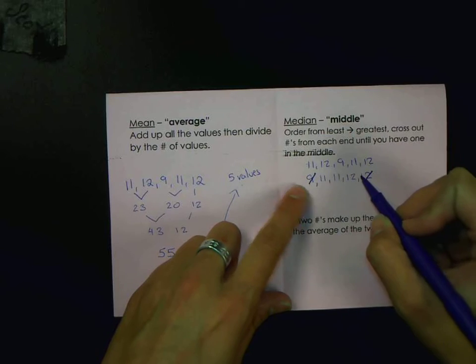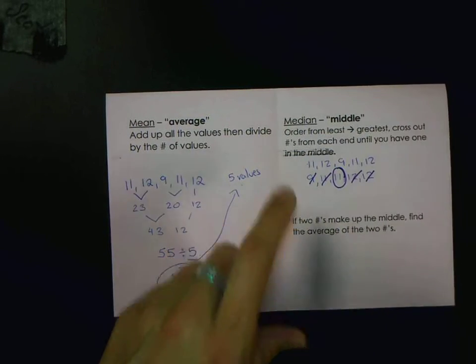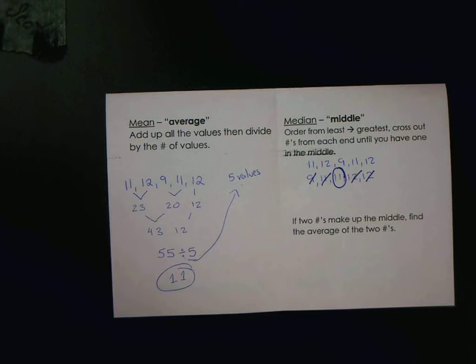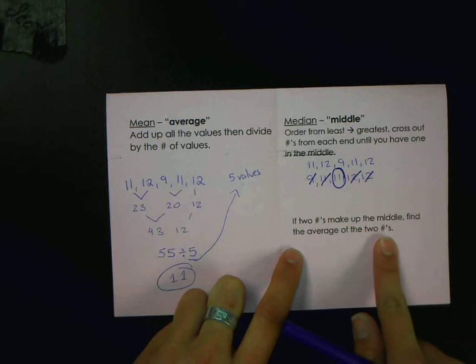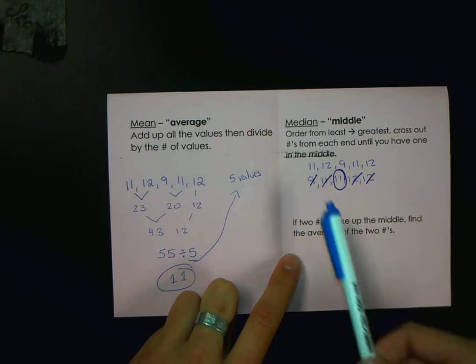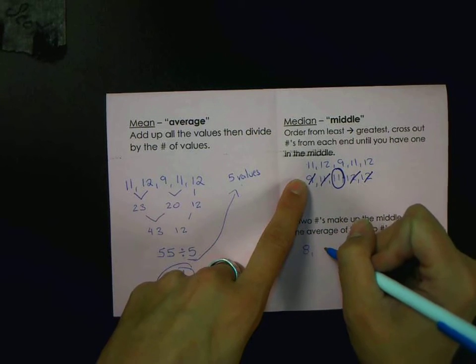Now, if 2 numbers make up the middle, which sometimes can happen, you find the average of the 2 numbers. So let's say I added an 8 to this data set, and I'm going to use the order from least to greatest. 11, 11, 12, 12. All right. So let's try to find the median again.